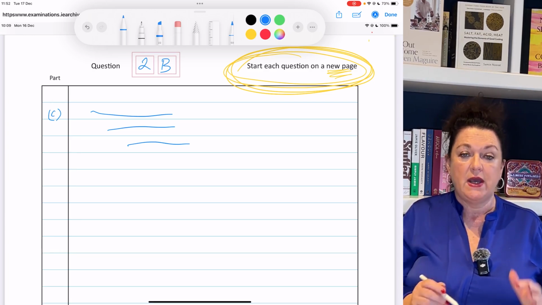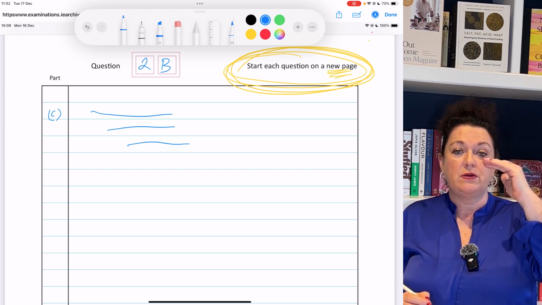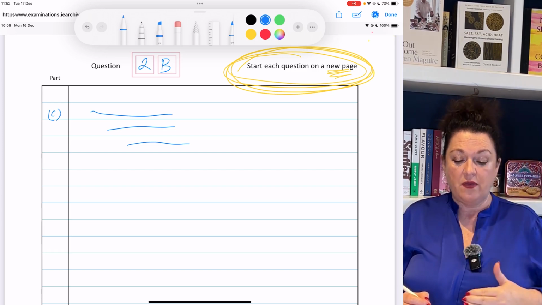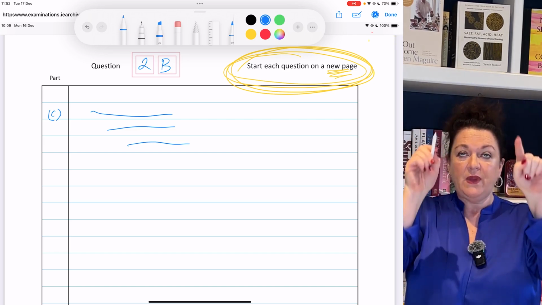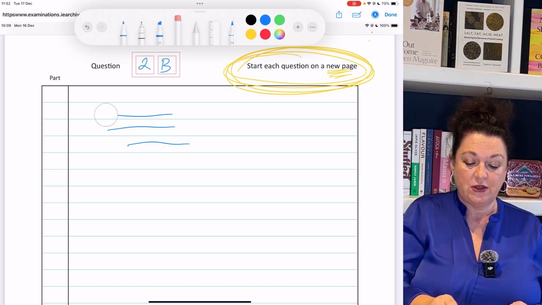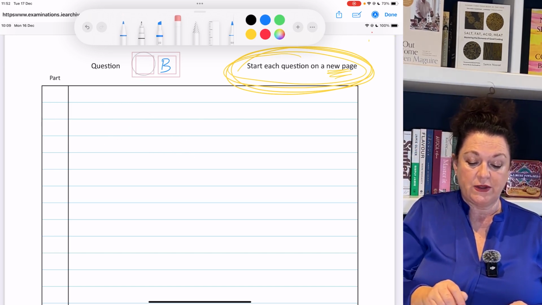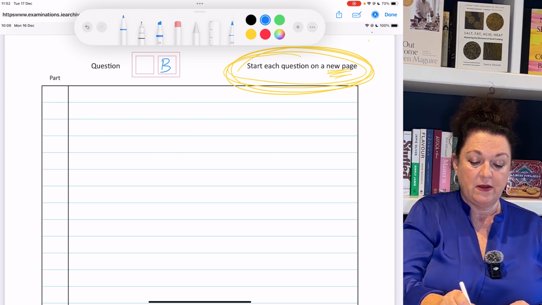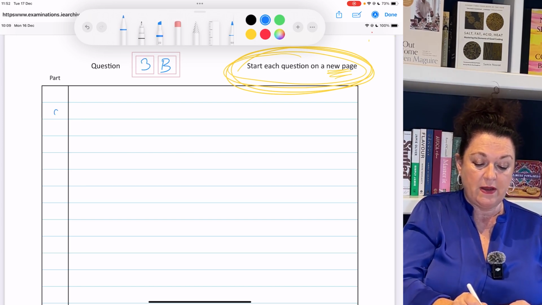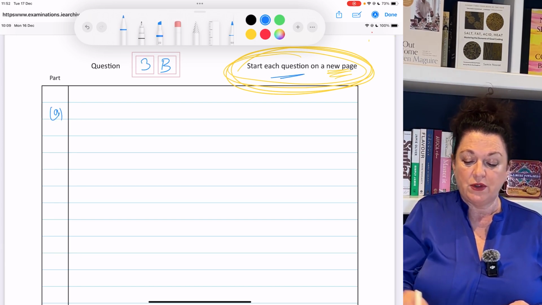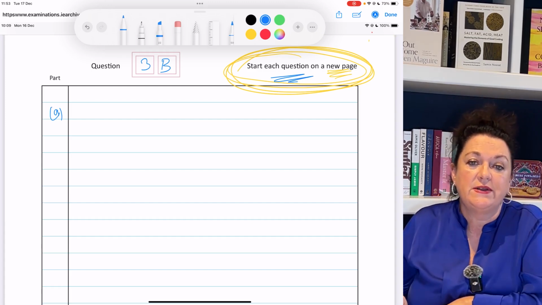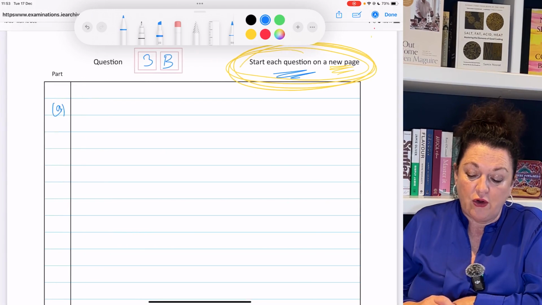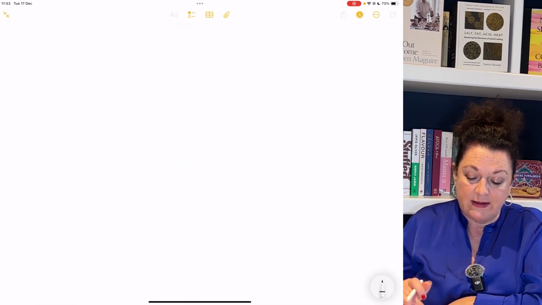I do not. Even though I might only have used 1-2 lines on this page, I have to go on to a brand new page and fill in the next page with my next question, which might be question 3B, part A. So you must start each question on a new page. And I would strongly advise that you do that for your Leaving Cert exam.